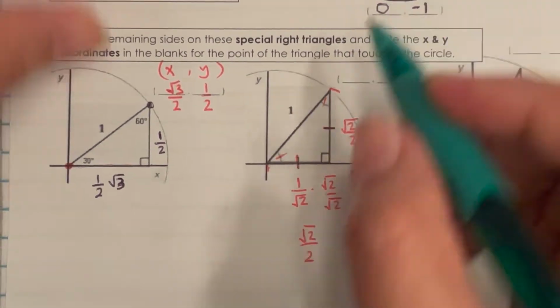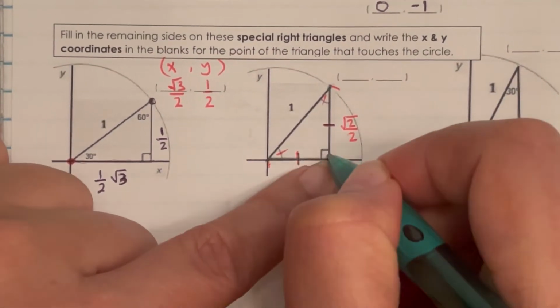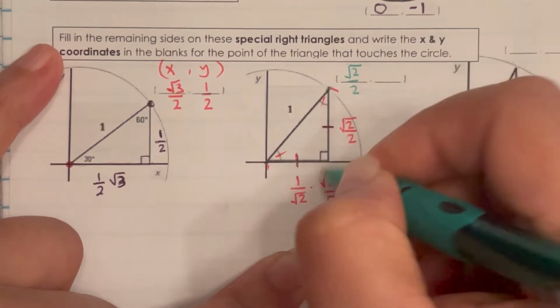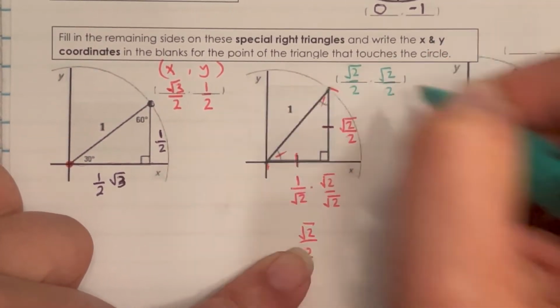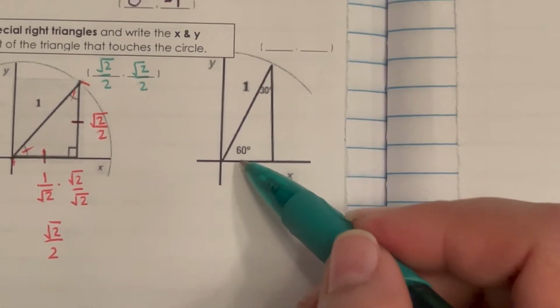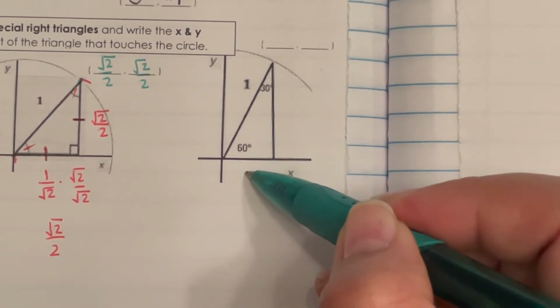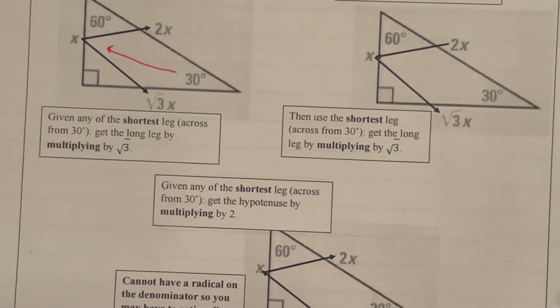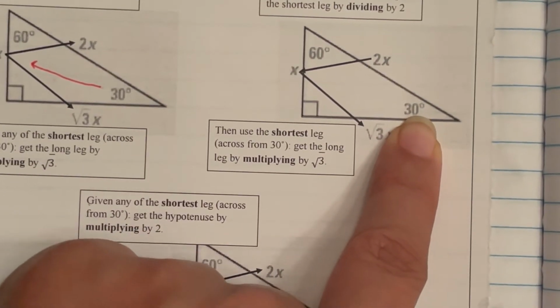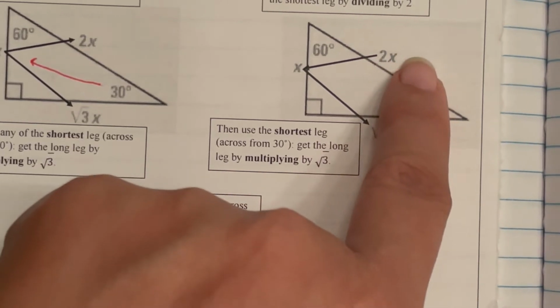So my x, starting from the origin, would be radical 2 over 2. And then go up y, radical 2 over 2. So that's my x and y coordinate of that point on the unit circle. Finally, we're going to do another one. Find 30. Across from 30 is x. The hypotenuse is 2 times x this time. So given the hypotenuse, which is 2x, to get back to the x, we're going to divide by 2.